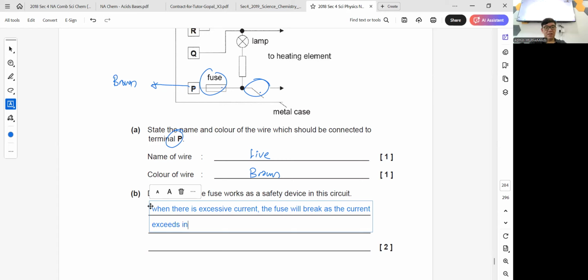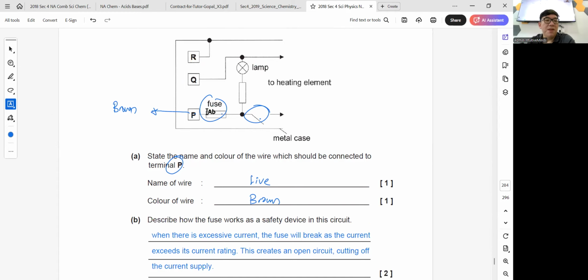Must we put the current rating? Yeah, put the fuse rating, just in case. This creates an open circuit, cutting off the current supply. Okay. Yes.